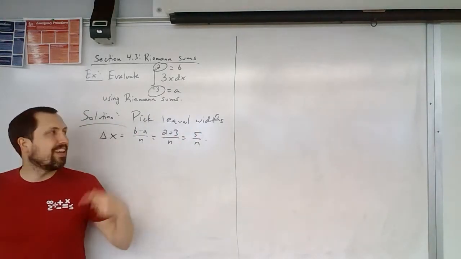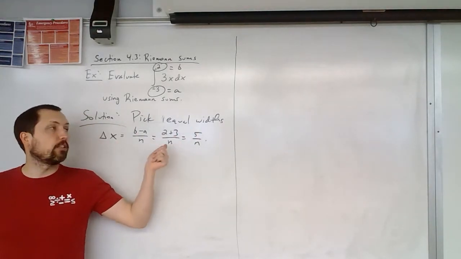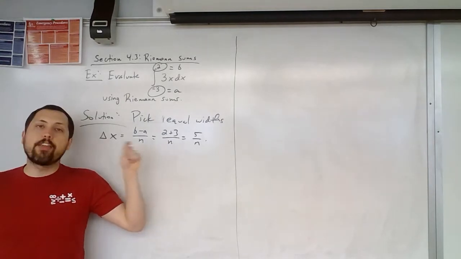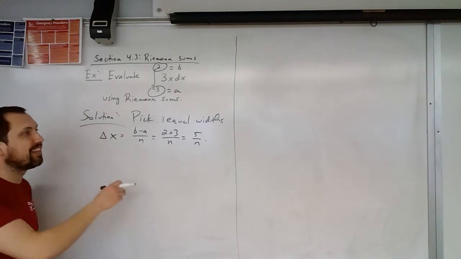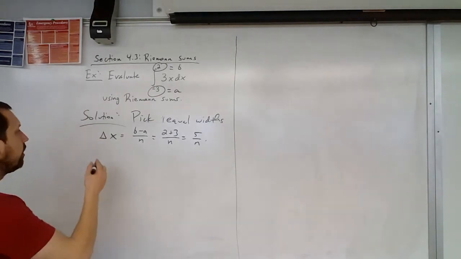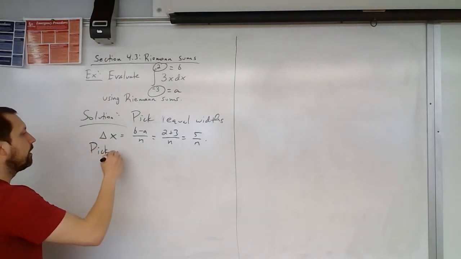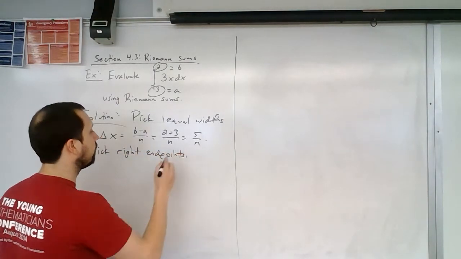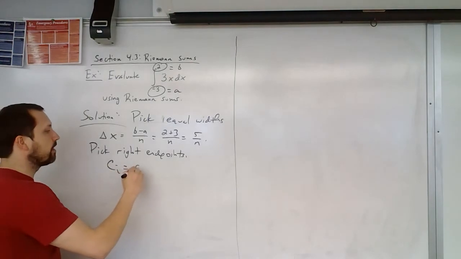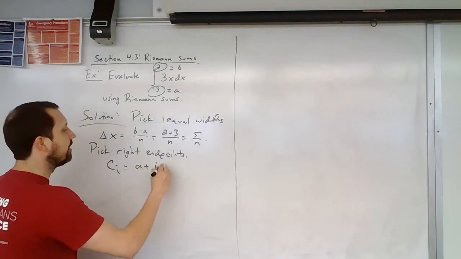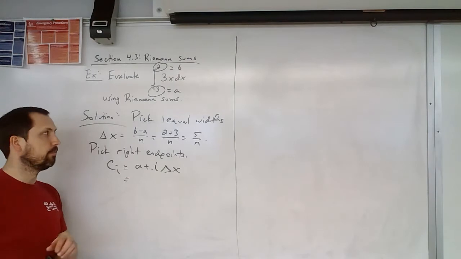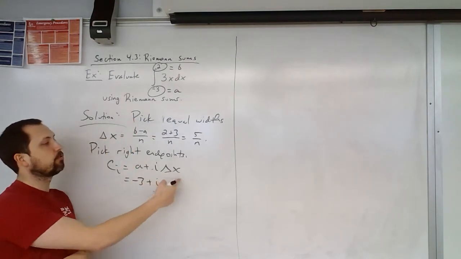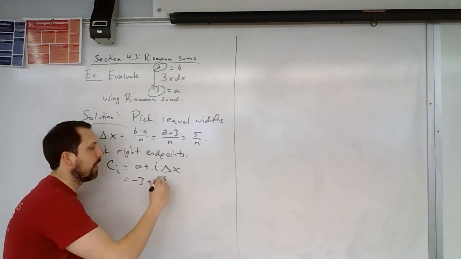So you pick your widths. I'm pretty much always going to be picking this equal width, this uniform partition. Then you can also pick the endpoints. And we said any endpoint will work for us. So I'm going to pick the right endpoints. So remember, these c sub i's, we define this as a plus i times delta x. So our a in this case was -3. Our i sticks around. Our delta x we said was 5 over n.